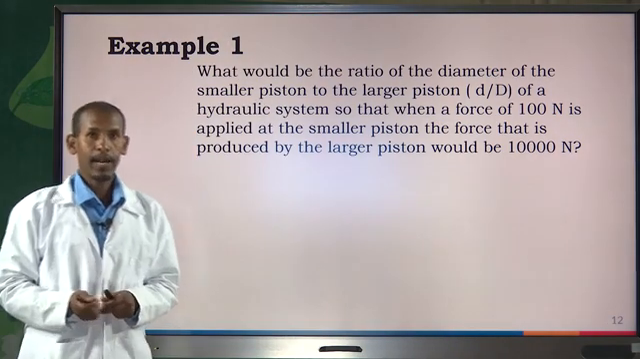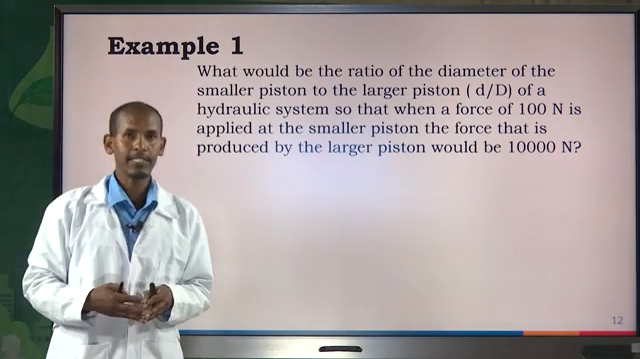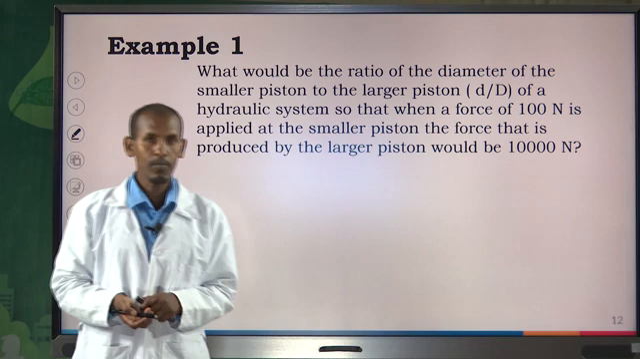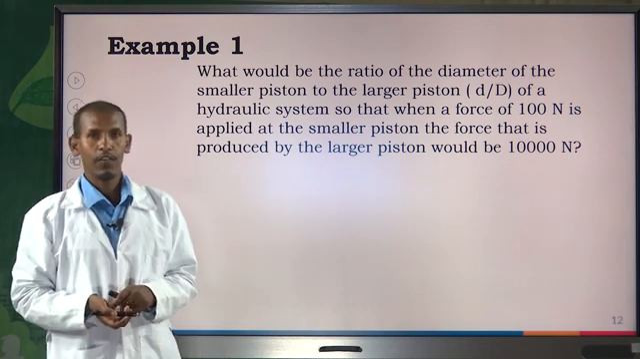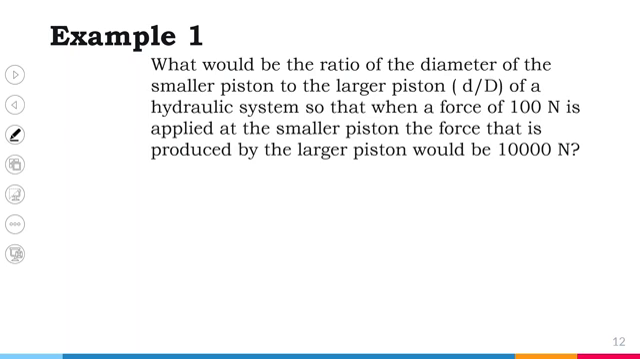So let's practice examples concerning this Pascal principle. What would be the ratio of the diameter of the smaller piston to the larger piston, small d over capital D, of a hydraulic system, so that when a force of 100 Newton is applied at the smaller piston, the force that is produced by the larger piston would be 10,000 Newton? Let's do the exercise.